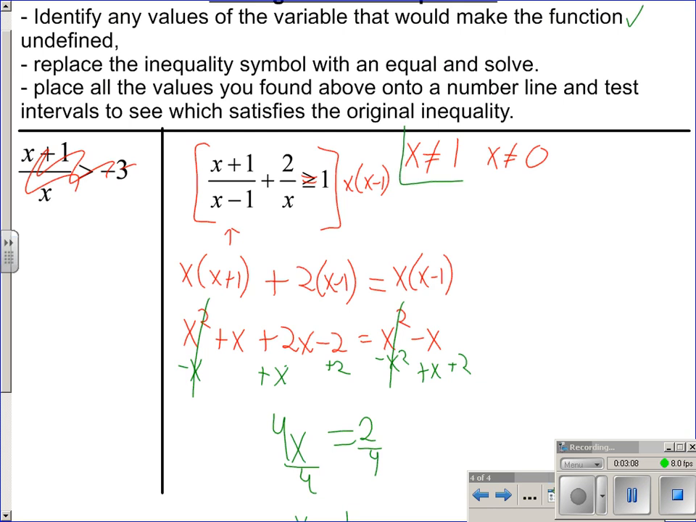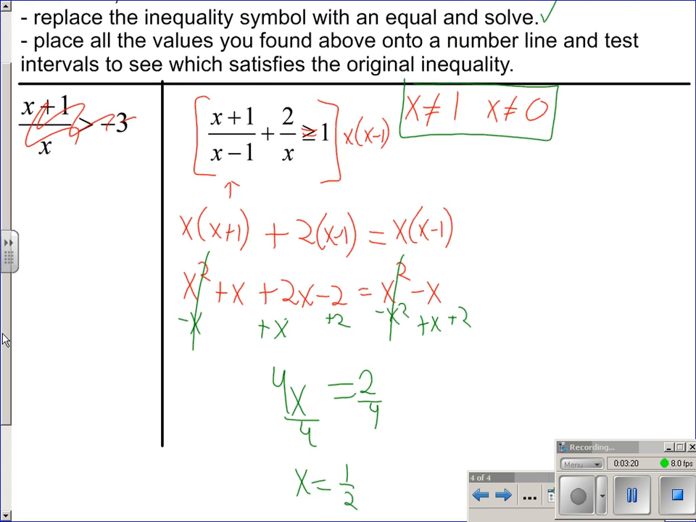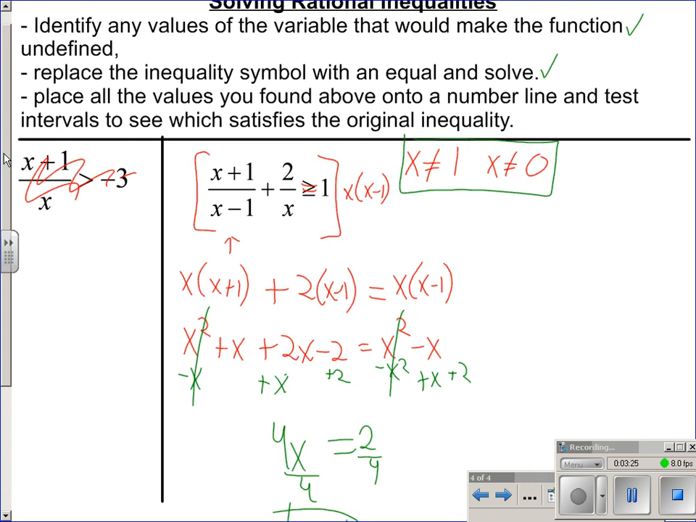Okay, so we took care of the first step. We had our restrictions, that's these two numbers. We took care of the second step. We replaced the inequality with an equal sign and solved it. And that gave us the 1/2 value down here. Now, those are not our answers. So now we're on to the last step, to figure out the answer to this inequality. It is not an equal sign. We are solving that greater than or equal to.